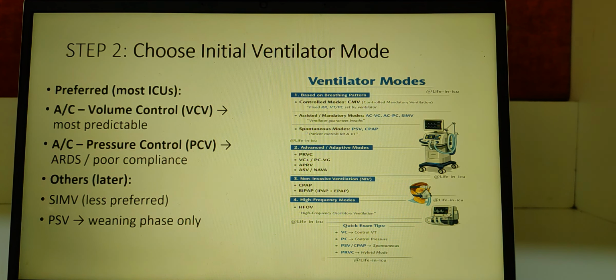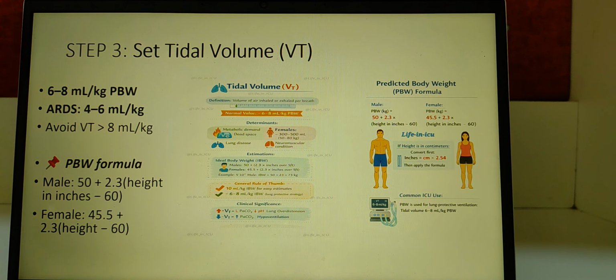So why do we prefer ACVC? We allow the patient to breathe spontaneously, which helps the patient feel better and gives early recovery. Other modes we have are SIMV, nowadays a very less preferred mode, and then we have PSV, that is the weaning mode of the ventilator.